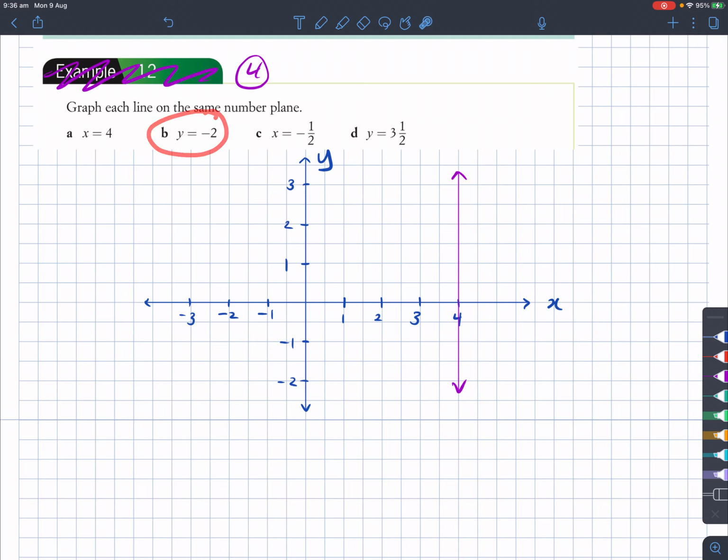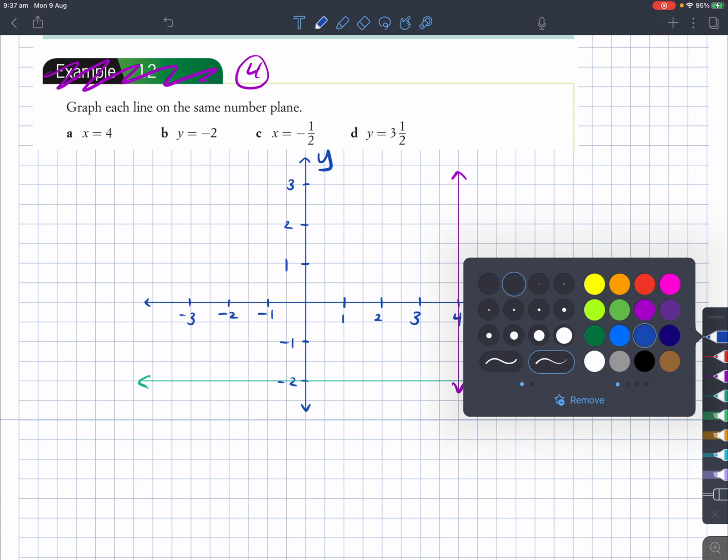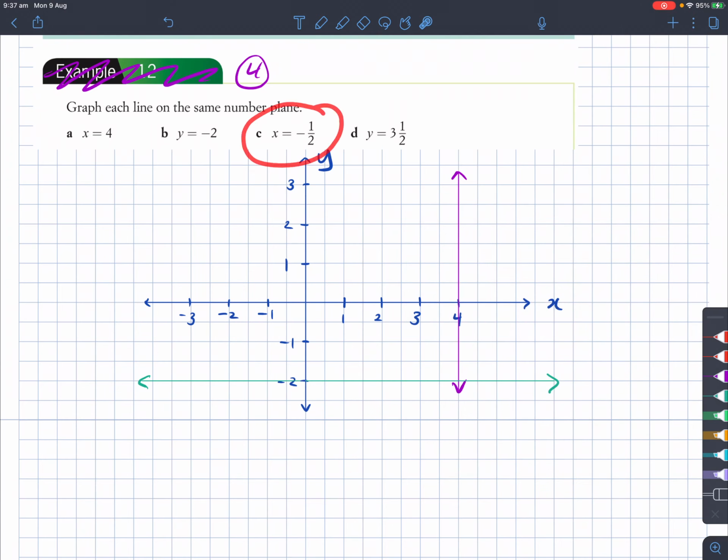For part B, y = -2. If I use a different color, -2 is down here as my y value. So if I have a horizontal line passing through that, like that, that's y = -2. Now, if I was to graph x = -1/2, look for -1/2 on the x-axis, on this line here. That'll be right there. So if I draw a vertical line like that, it passes through x = -1/2.